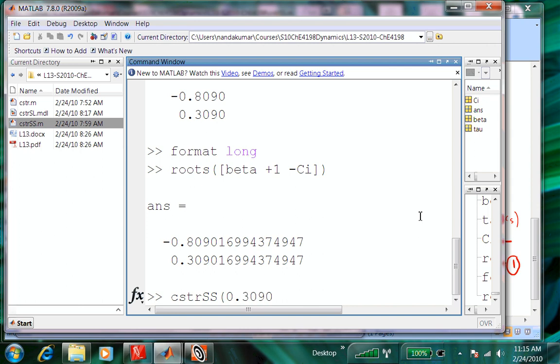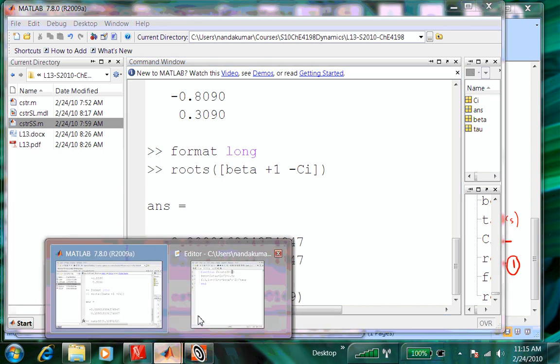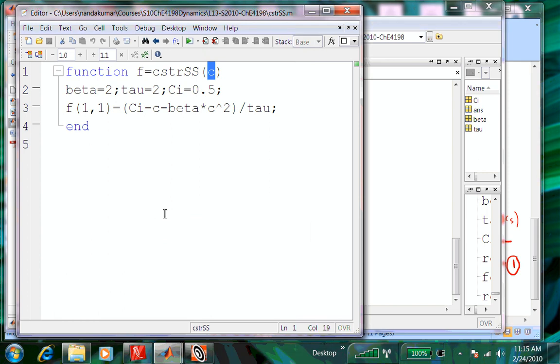So if I just call it as CSTR-SS, 0.3090. What do you think I will get? I should get 0.5. Any other guess? Why do you say 0.5? Right, but I have fixed Ci to be 0.5 here. So what this function is doing is calculating the entire function. So what should that function be if I put in the outlet concentration? Zero. These are the things that tell me that you're grasping what I'm talking about. Right? You should get zero.